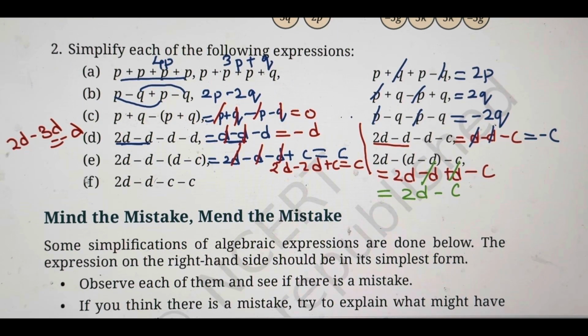Now let us try to solve F. If we do stepwise, the like terms, 2D minus D means 2 minus 1 is 1. So this will be D. And minus 1 will be minus 2. So this is 2C minus 2C. So D minus 2C. Right?